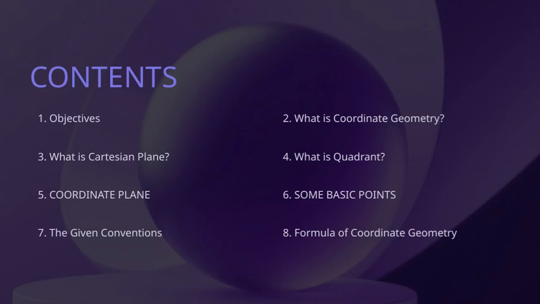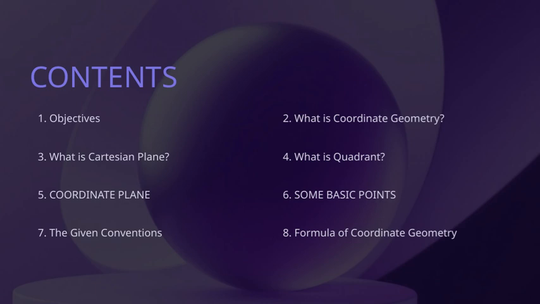Let's take a closer look at the key points on this slide. First, we'll explore what coordinate geometry actually is. It's a branch of mathematics that helps us locate points and understand shapes using numbers and axes. Then, we move on to the concept of the Cartesian plane, which is the foundation for plotting points in a two-dimensional space. Next, we discuss what a quadrant is. These are the four sections of the coordinate plane divided by the axes, and each quadrant has its own characteristics.